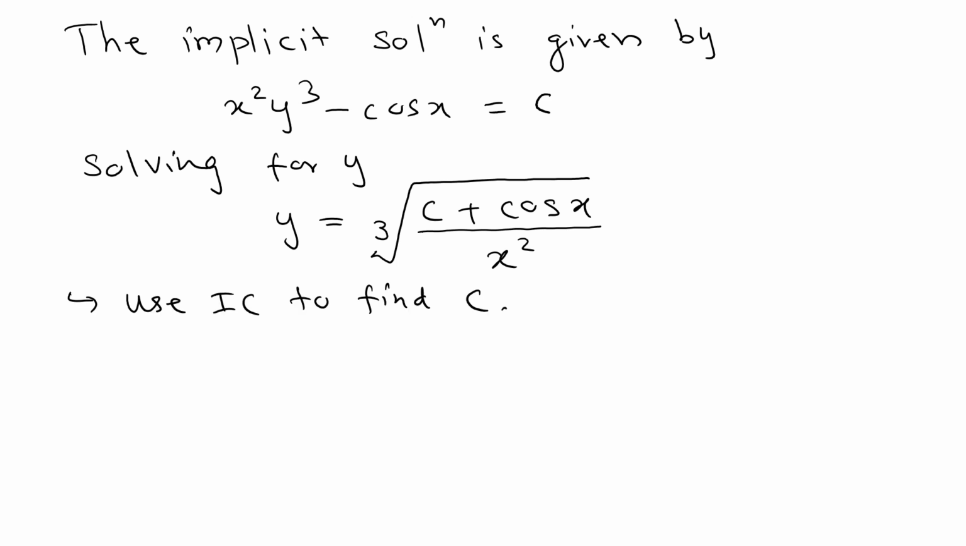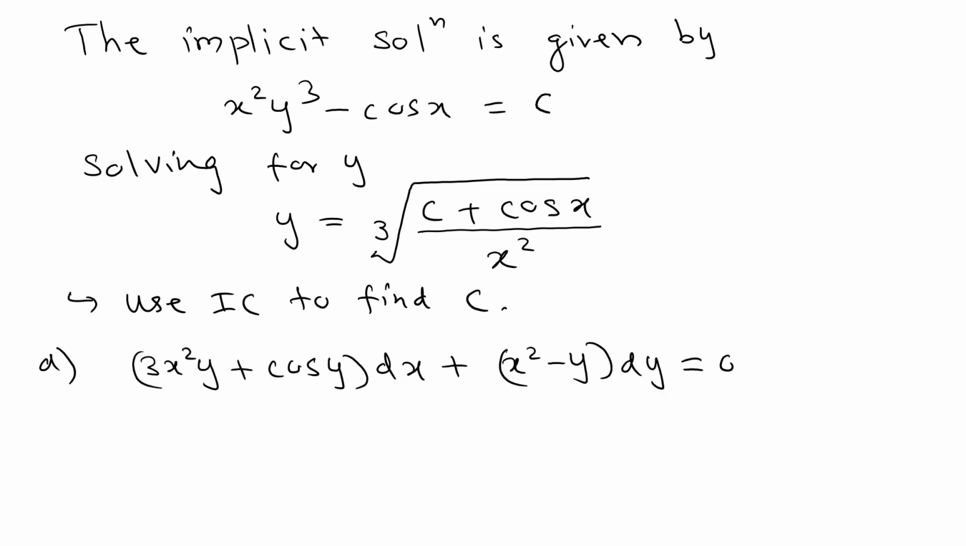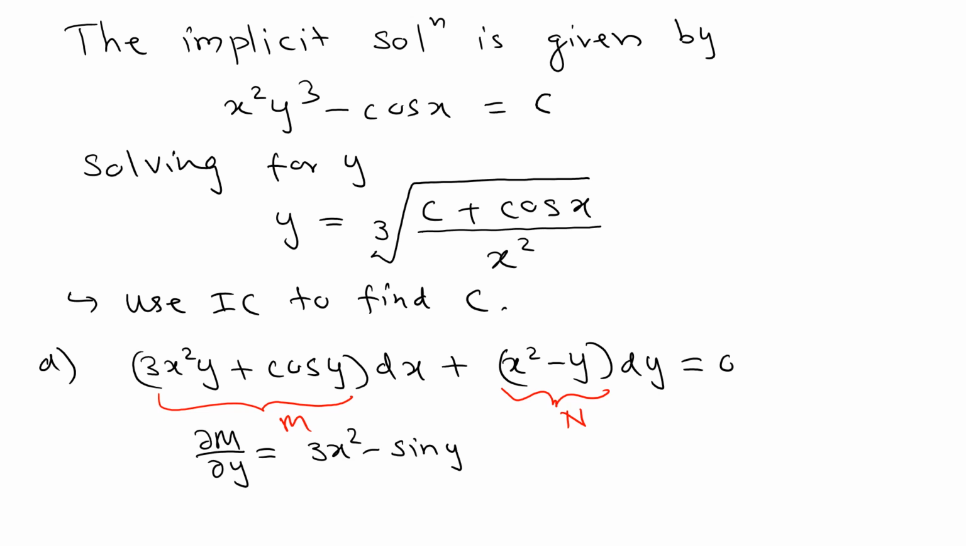So let's look at one last problem before we discuss the shortcut method. There's a shortcut method that you can use to get the answer very quickly for exact equations. So let's look at the last one. Say we have this one, and clearly that's the M and N. We check the condition. ∂M/∂y = 3x^2 − sin y, and ∂N/∂x = 2x, and you can clearly see that they are not equal. That means it is not exact.